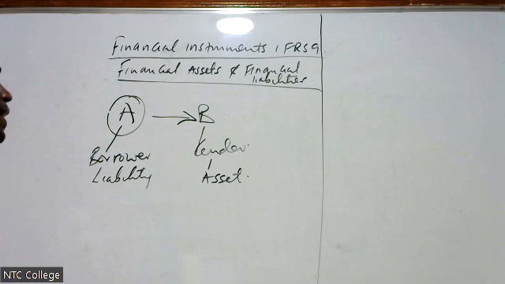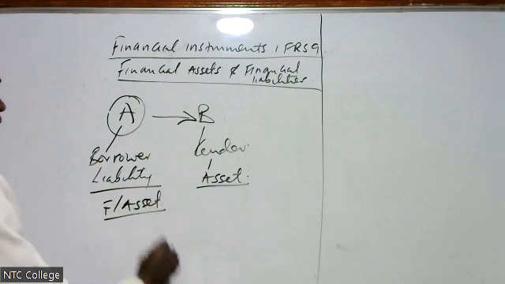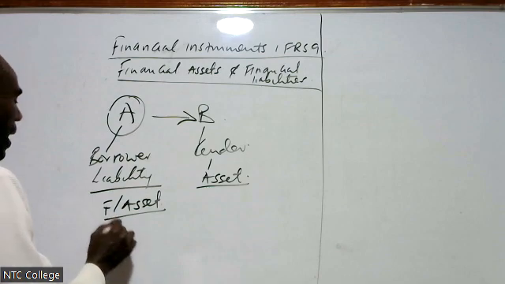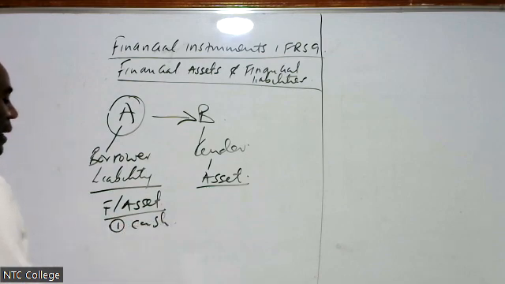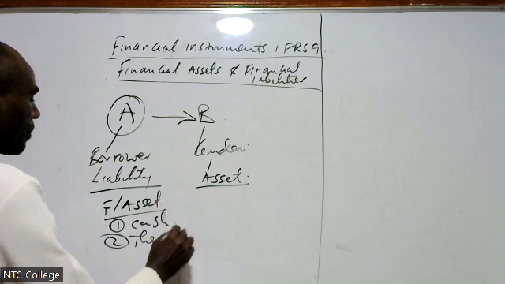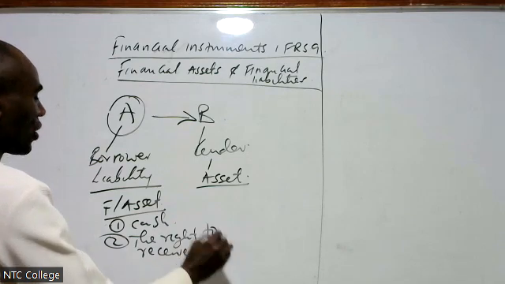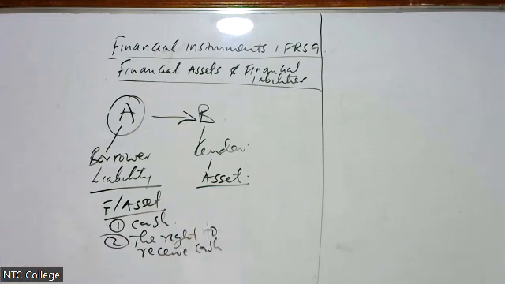Therefore, we have said that we have a financial asset and a financial liability. We need to understand what is a financial asset. Now, the financial asset can be number one, cash, or number two, the right to receive cash.